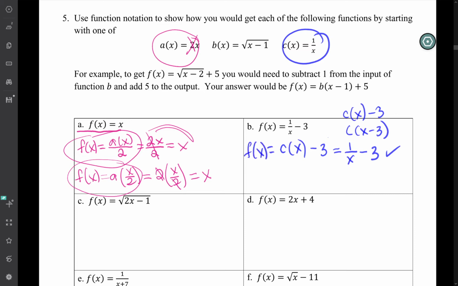But we could also try the other one just to make sure we see the difference. If I take x minus 3 and plug it into c of x, c takes whatever I give it and puts it in the bottom of this fraction. It gives me back the reciprocal. So that would give me 1 over x minus 3, which is not f of x. So that does not work.